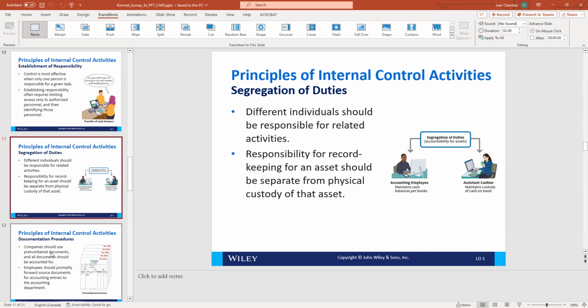The responsibility for the record keeping for the asset should be separate from the physical custody of that asset. So basically, for the inventory, we're going to have the person who is in charge of the inventory, or all the activity that happens in the inventory. But we do not have another person who's going to be charged with the inventory record keeping.